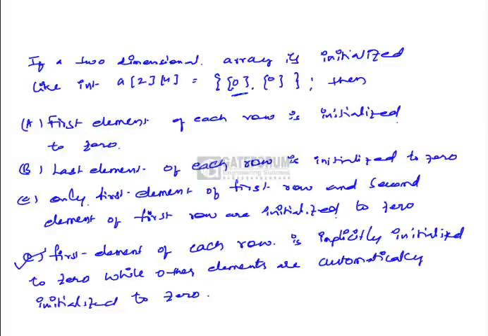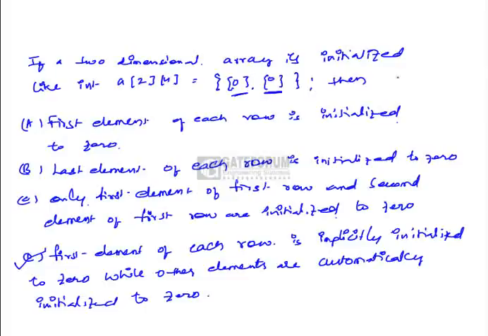This set {0} means the first row contains all the elements as 0. That is, the first element is implicitly initialized because of this 0, and all the remaining elements in the first row are automatically initialized to 0. And this second set {0} with element 0 initializes the first element of the second row to 0 implicitly, and all the remaining elements of the second row are automatically initialized to 0.